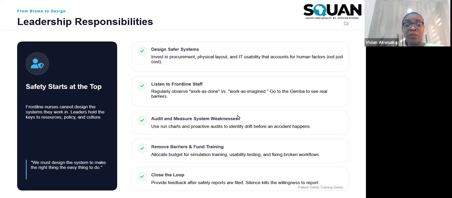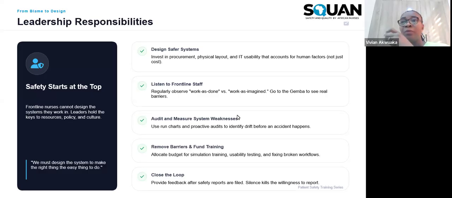As I talked about, we need to find out how work is being done versus how we're imagining that work is being done. So it's by going through the Gemba walk, to see the real barriers, to see the real challenges on the shop floor. Auditing and monitoring, we can't run away from that. Removing barriers, funding, making sure that we allocate resources properly, simulation trainings, testing, all those things need to happen, and then close the loop as well.